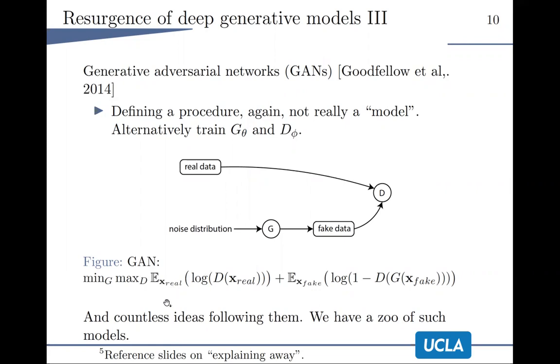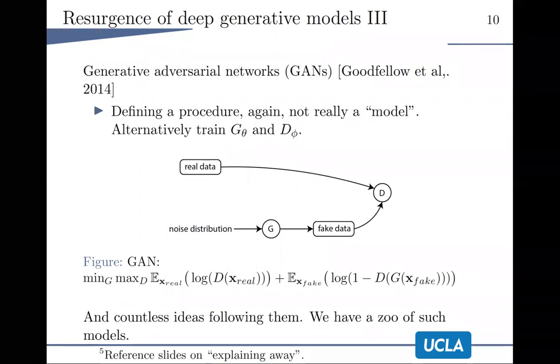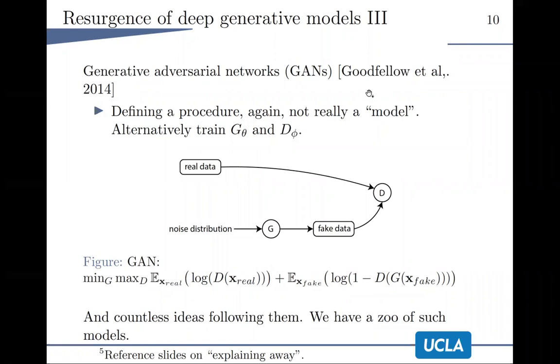And it has countless ideas following it, like all those generative model ideas. We have a zoo of such models, so I'm just listing a few examples here. And again, the model we refer to later on in this lecture, we can just say that the models we are talking about are mostly not just a model. For example, in the generative adversarial network case, we are defining a procedure.